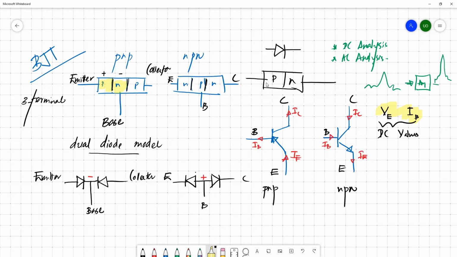For example, we have three terminals: the emitter, collector, and base. We use capital E to indicate the emitter, capital B to indicate the base, and capital C to indicate the collector. So a V with subscript capital E represents the voltage at the emitter. Likewise, capital IB represents the base current, or the current flowing through node B. So these are DC quantities: this is the DC voltage at the emitter, and this is the DC current flowing through the base.